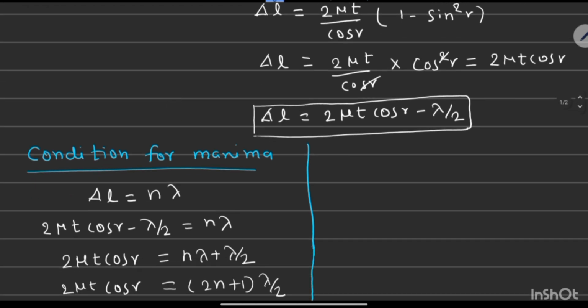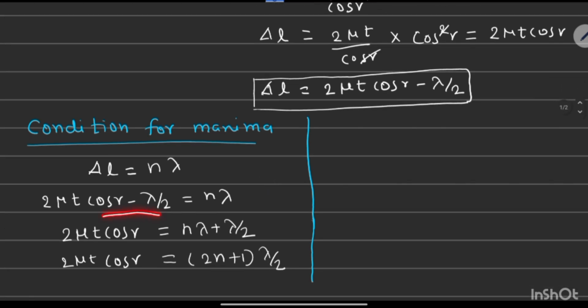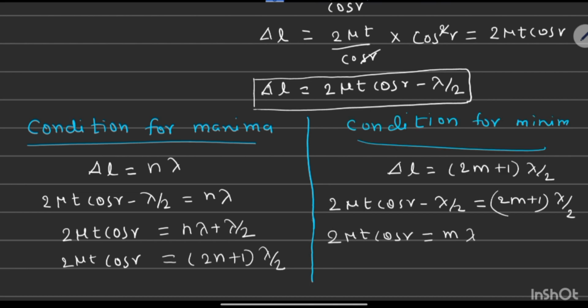The condition for maxima is delta L should be equal to n times lambda, an integral multiple of lambda. If the path difference is n lambda, we get the maxima, that is constructive interference, and 2 mu t cos r minus lambda by 2 is equal to n lambda. So 2 mu t cos r is equal to (2n plus 1) lambda by 2. This is the condition for maxima. Now what is the condition for minima? Delta L should be equal to (2m plus 1) lambda by 2, and if you simplify, you get 2 mu t cos r is equal to m lambda. That's all. Thank you.